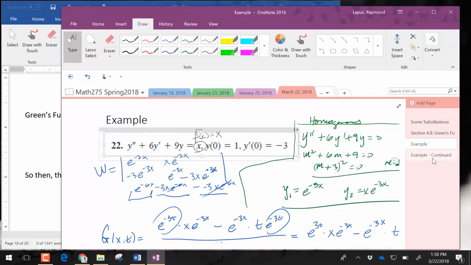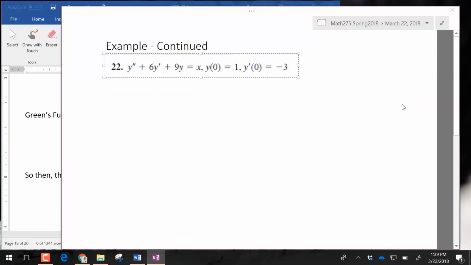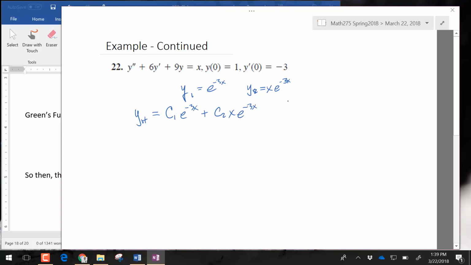And let's take this information here and our y1 and y2 that we got. So we got y1 equals e to the negative 3x, and then y2 equals x e to the negative 3x. And so our y sub h, maybe we should have done that earlier, is equal to c1 e to the negative 3x plus c2 x e to the negative 3x. And now we're going to plug these initial conditions in to help us solve for c1 and c2.